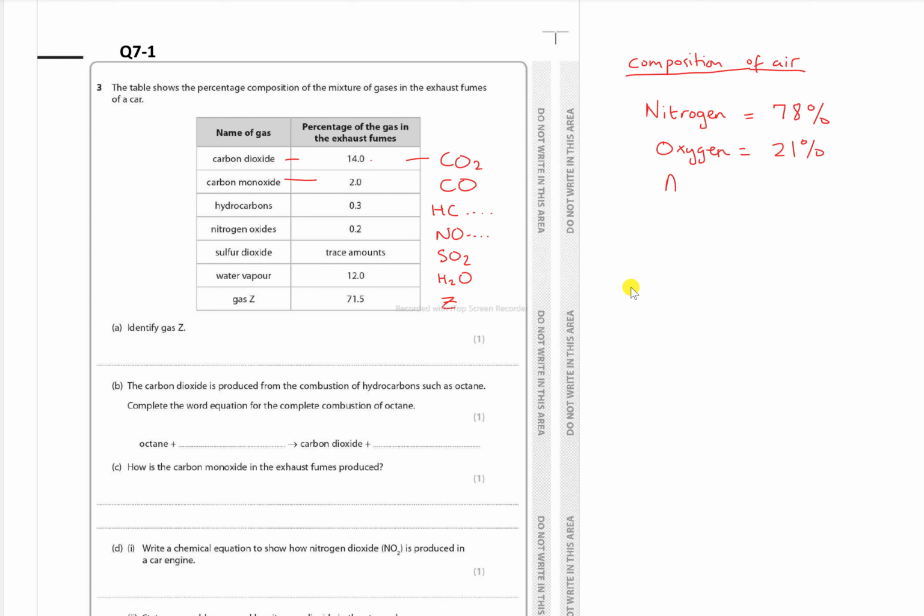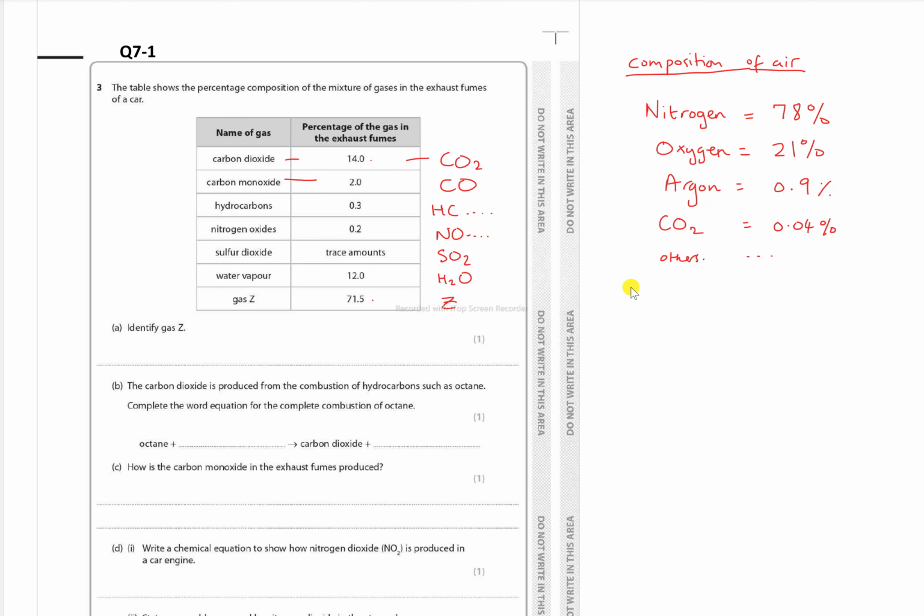Argon is 0.9%. Carbon dioxide is normally given as 0.04%. And then you've got other things. That's what you need to know.